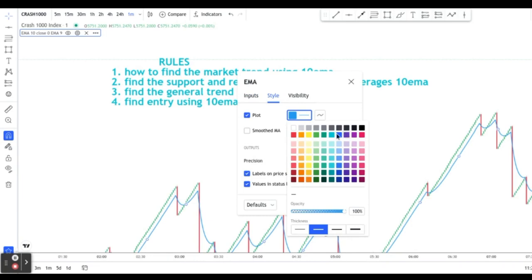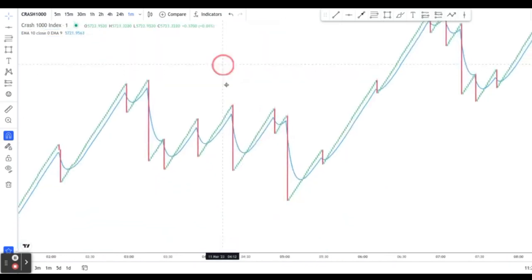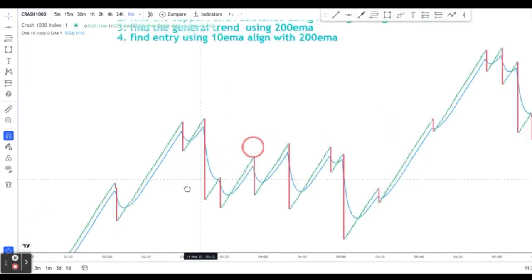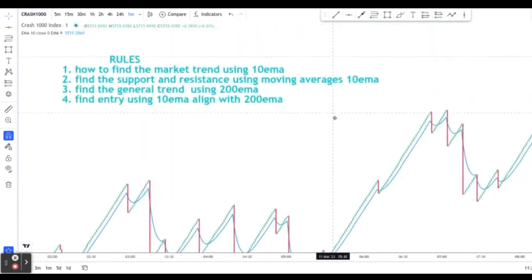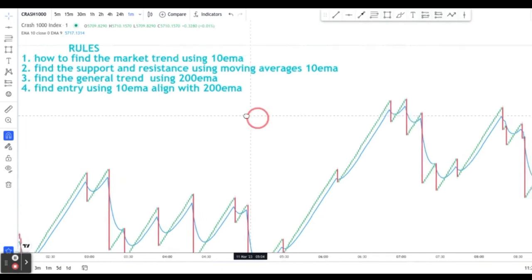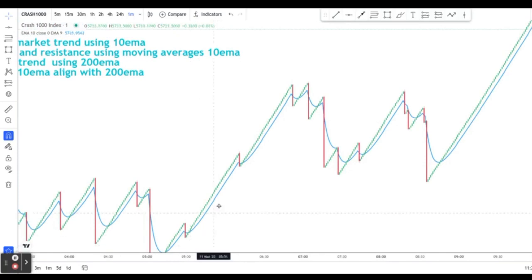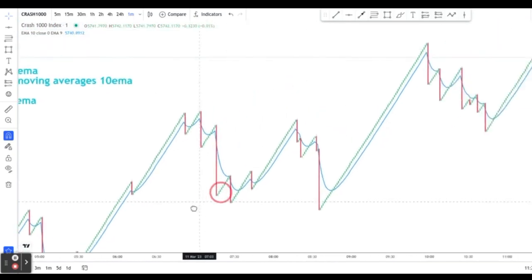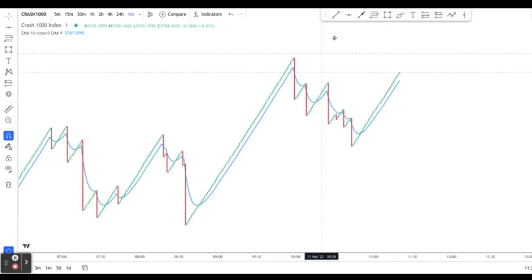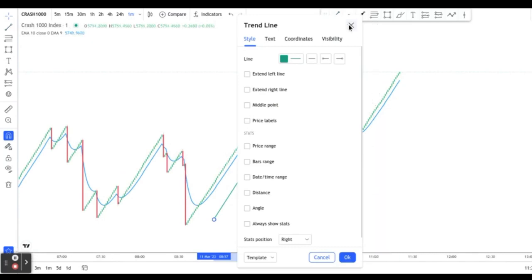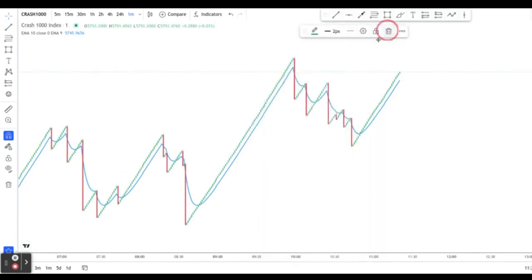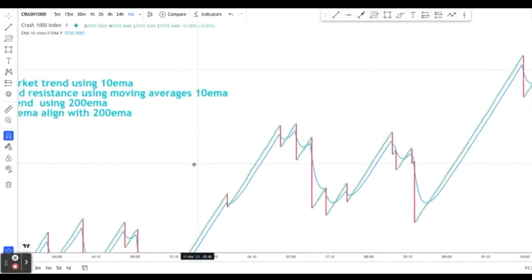Let me make it a little bit thicker, and let me change the color, I think I'll leave it at that blue. So this is the 10 EMA, which the rules of the strategy instruct us to use to find the market trend. The market trend is just that anywhere this moving average is facing, that is where the market is going. If the trend is facing up, that means the market is going up. Like here now, the market is buying, that is the market is in uptrend. That is just a simple illustration of this moving average. Then let's move to the second one.